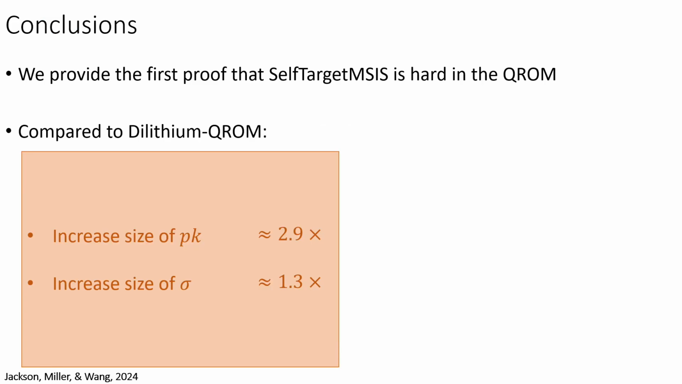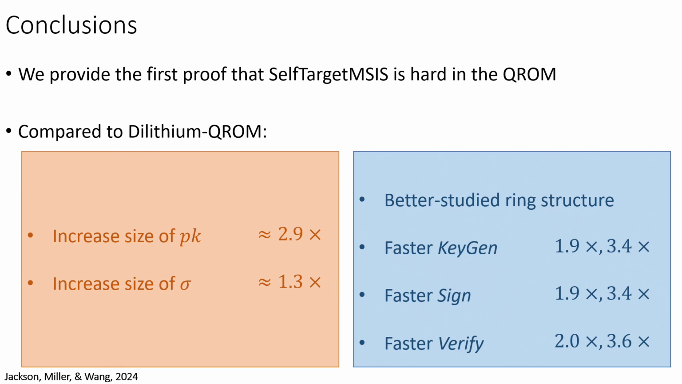As a result, when we compare our concrete results to Dilithium QROM, we do still see an increase in the size of the public key by about a factor of 3, and the size of the signature by a factor of about 1.5. However, we are able to prove the security of Dilithium on a much better studied ring structure, one that we can be a bit more confident in its exact behaviors. In addition, we allow for a faster implementation of all of the algorithms that are used by the signature scheme, with approximately 2 times fewer integer multiplications and 3.5 times fewer integer additions for each use of those algorithms.